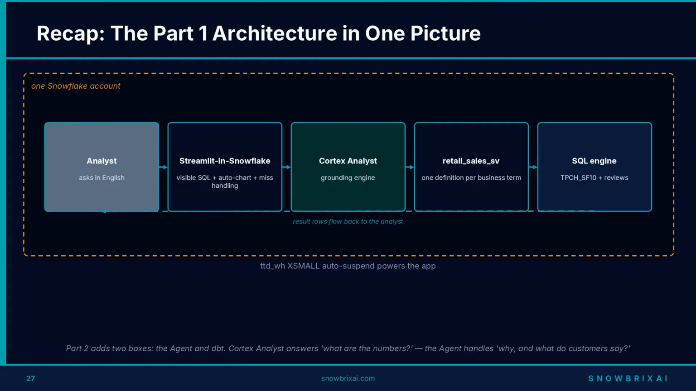Hold the part 1 picture in one frame, left to right, all inside one Snowflake account. The analyst asks in English, and Streamlit-in-Snowflake gives visible SQL, auto charting, and graceful handling of misses. Cortex Analyst is the grounding engine. The semantic view holds one definition per business term, and the SQL engine runs over the sample data plus reviews, with result rows flowing back to the analyst. The extra small auto-suspend warehouse powers it all. And notice the capability line: Cortex Analyst answers what are the numbers. Part 2 adds two boxes, the agent and dbt, for why and what do customers say.